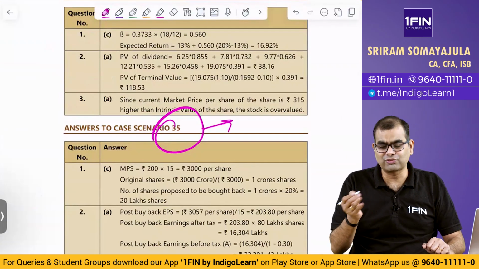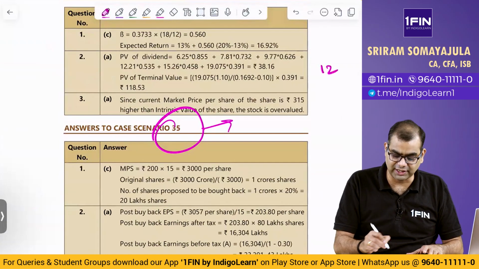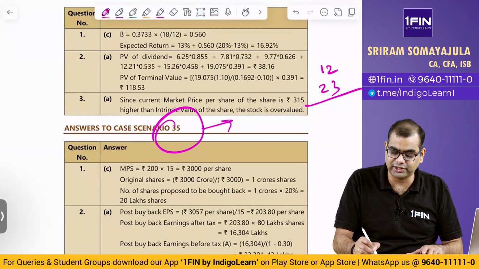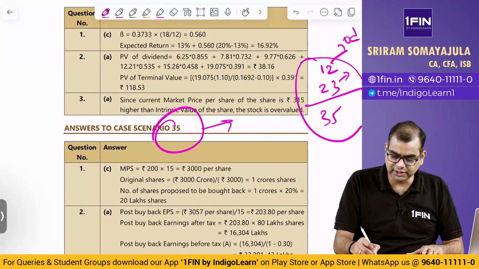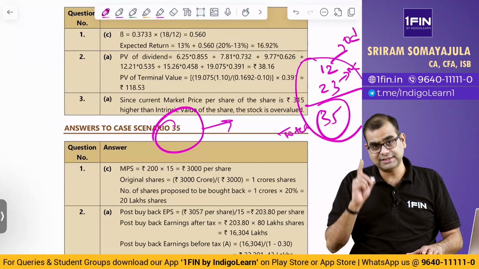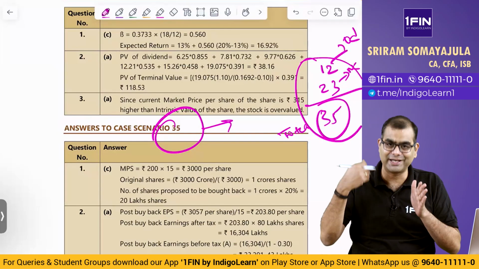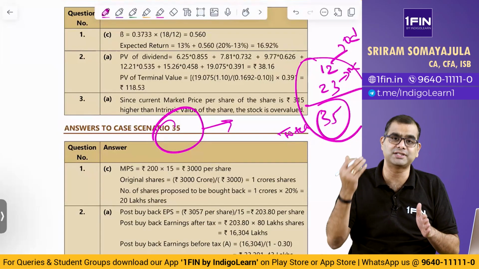So are these 12 and 35 common? Yes. In this 35 also, the first 12 are common. The next 23 are new, total 35. This 12 is old, 23 is new. So ICAI has released this booklet of case study based MCQs.